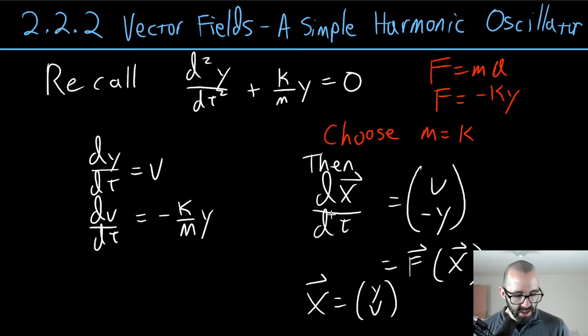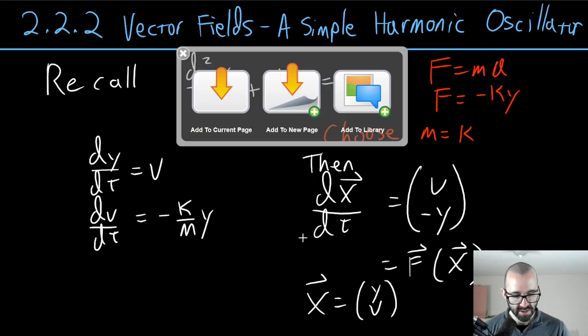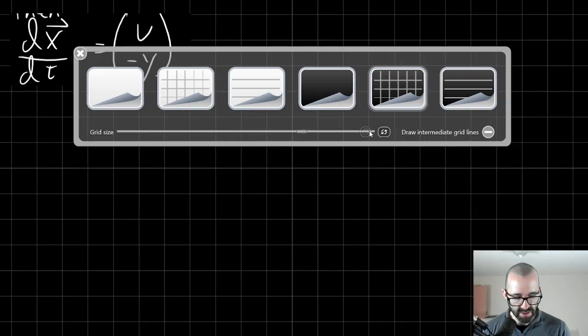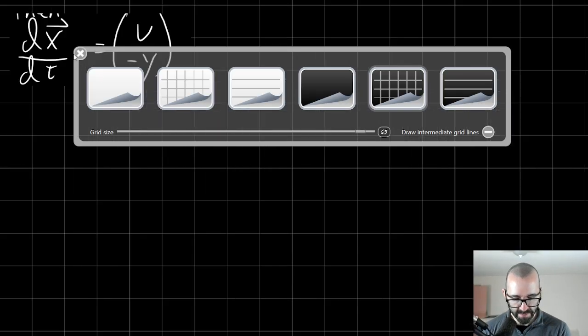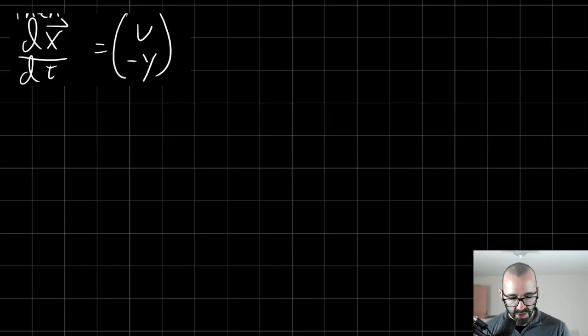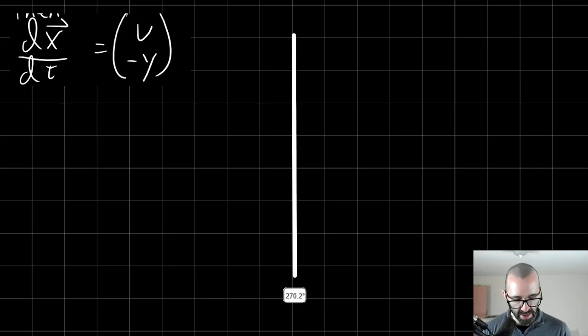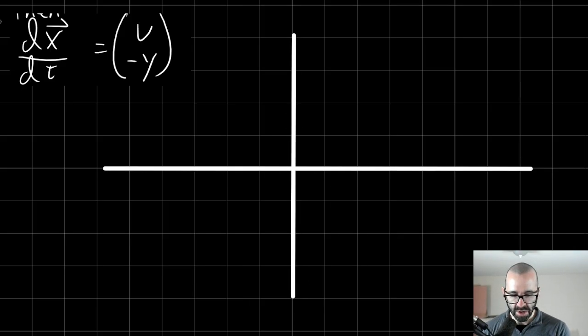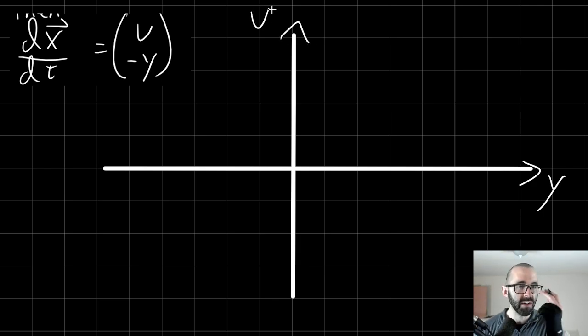So let's take this system of differential equations and let's see what its vector field looks like, shall we? So we're going to do this by hand. Now, this is a really great time to pause the video and see if you can create a little vector field by hand. So this is going to be the position over here, and this is going to be the velocity of the mass over here.